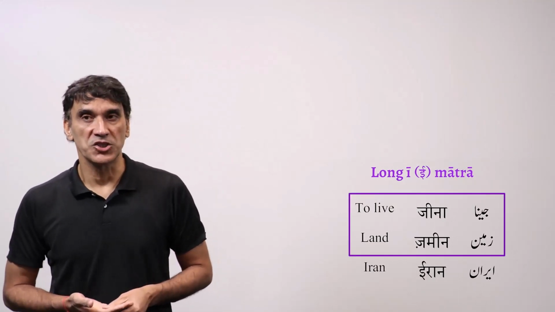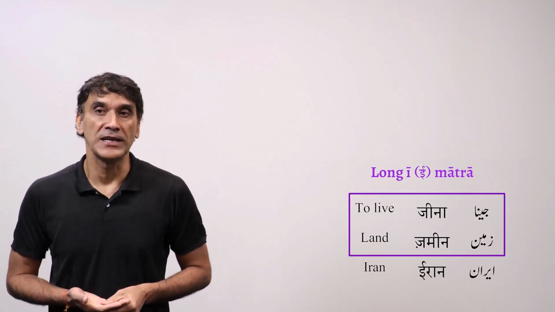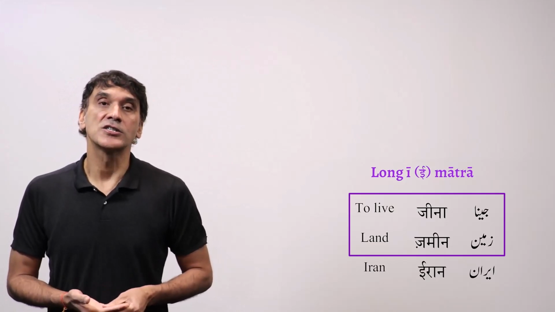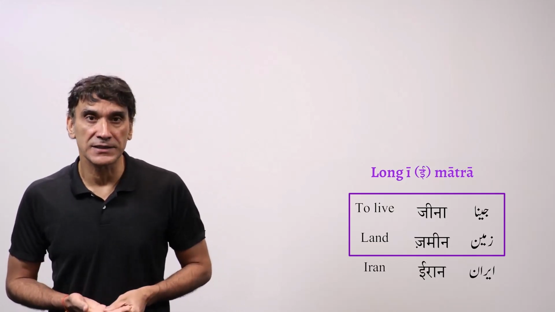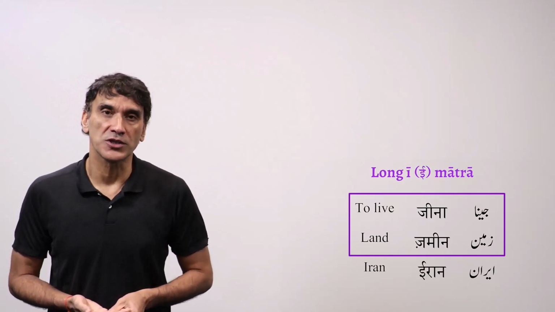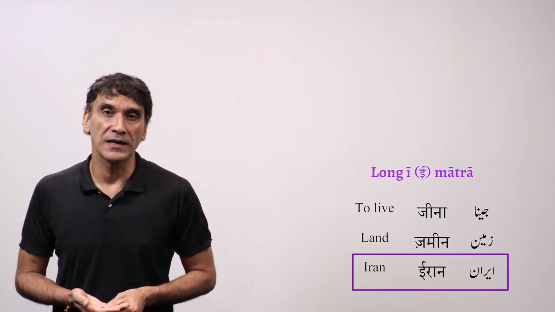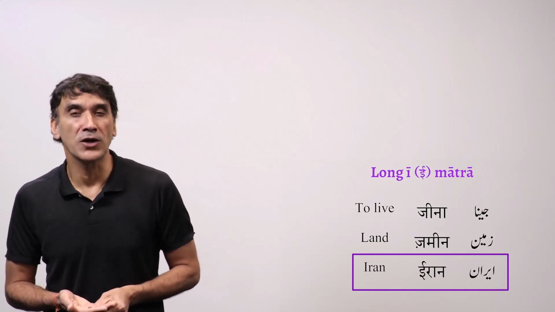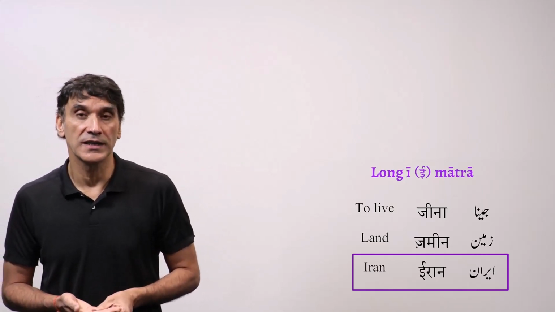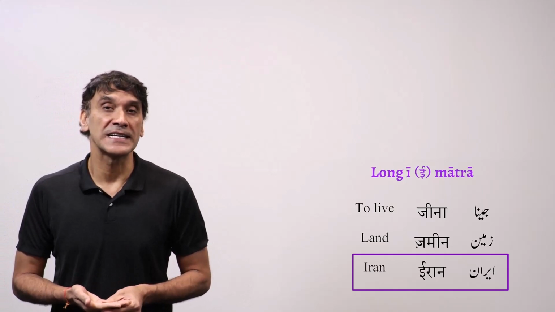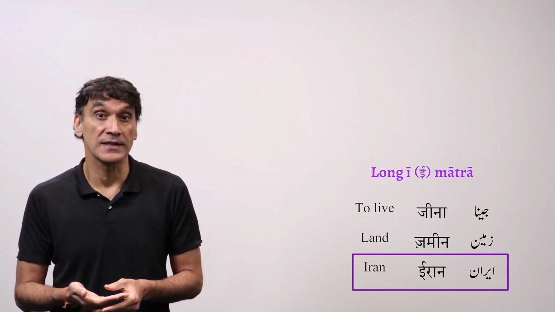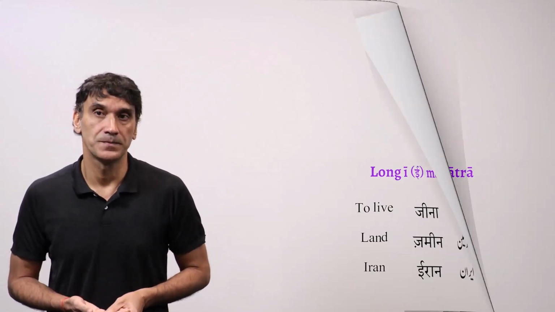Let's take all the words together. The first two words, Jina and Zameen, have Hindi long E mātrā in the middle. So Choti Ye is written as a medial letter with two nuktas below the sosha. The last word is Iran. It also has Choti Ye in the middle, but because of Alif, the non-connected letter preceding Choti Ye, the Choti Ye behaves as an initial letter and it is also written as sosha with two nuktas below.